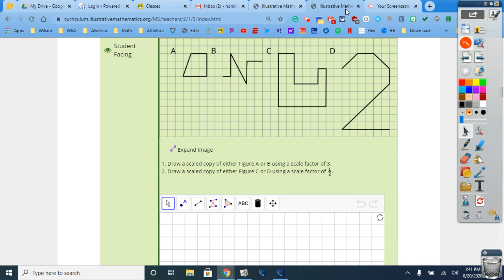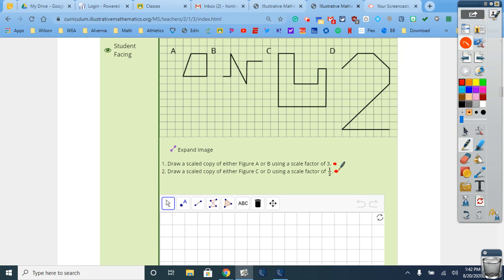Now, the second piece to this is to know what a scale factor is. We talked about a scale model being a model of something that was big and we made small, or was small and we made big. A scale factor is the actual number that increases or decreases that shape. So a lot of times we are going to use the scale factor with multiplication, okay? So here's my example.